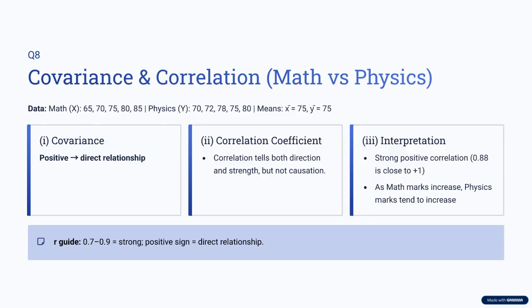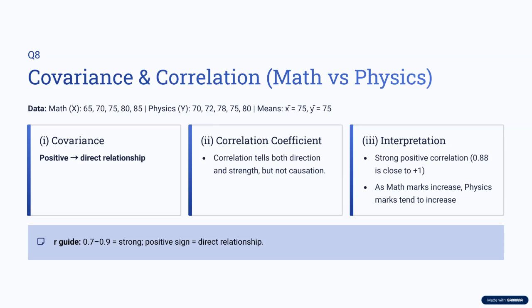Part 3. Comment on strength and direction. Direction: positive, 0.88 greater than 0. As math marks increase, physics marks increase. Strength: 0.88 is close to +1, indicating a strong positive correlation. Interpretation: there is a strong positive linear relationship between mathematics and physics marks. Students who perform well in math are very likely to perform well in physics. This makes sense because both subjects require logical thinking and problem-solving skills.